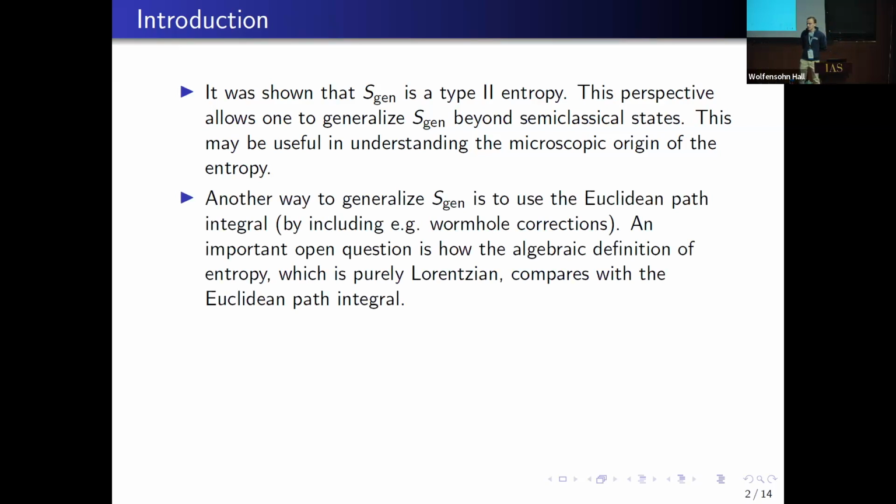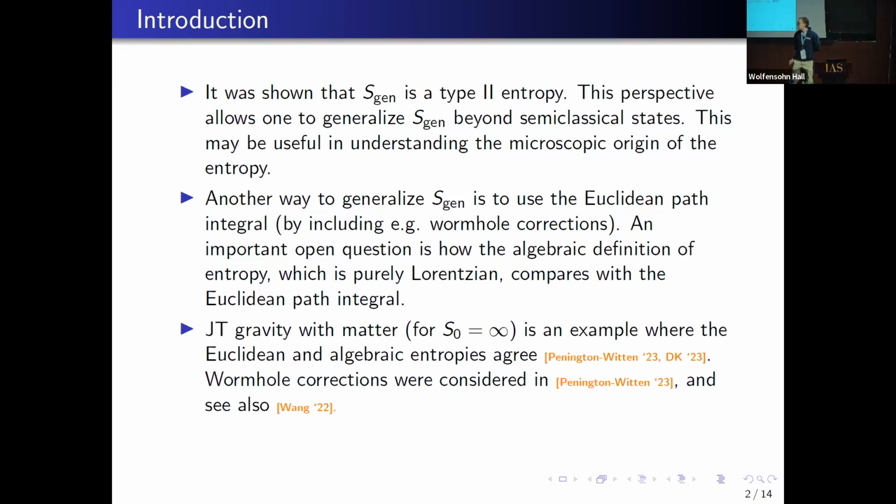Of course, another way to generalize generalized entropy beyond the semi-classical limit is to use the Euclidean path integral. So we can prepare a state using the Euclidean path integral, and we can compute its type 2 von Neumann entropy, or we can just compute the entropy using the usual Euclidean path integral replica trick. And in this case, there could be various corrections coming from, for example, wormholes. And so an important open question is, how does this algebraic definition of entropy, which is purely Lorentzian, compare with the Euclidean path integral?